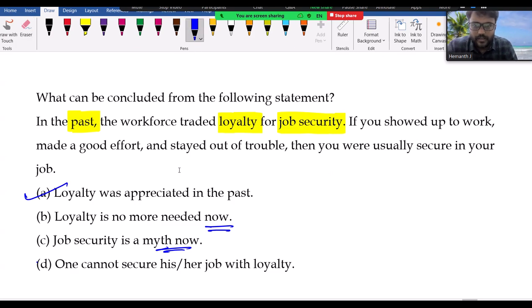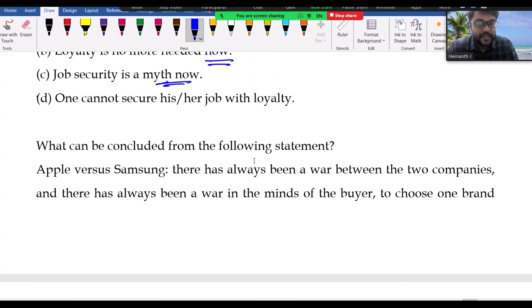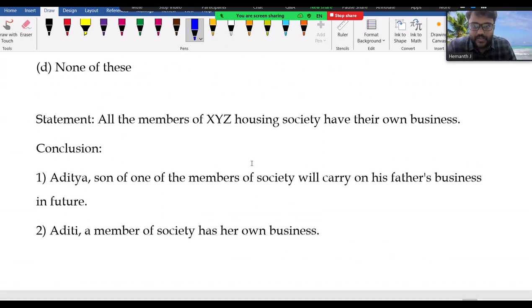So for this question, loyalty was appreciated in the past. And this is the question. After that, all the members of XYZ housing society have their own business. Aditya, son of one of the members of society, will carry on his father's business. See, that cannot be decided, right? Your next generation will carry the same father's business, that cannot be decided.